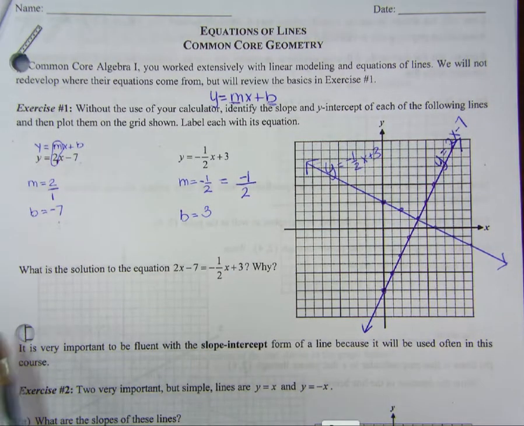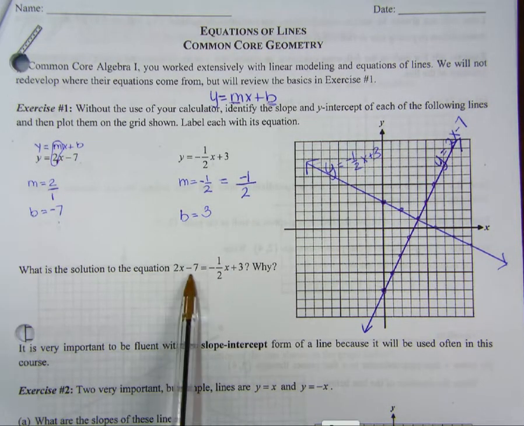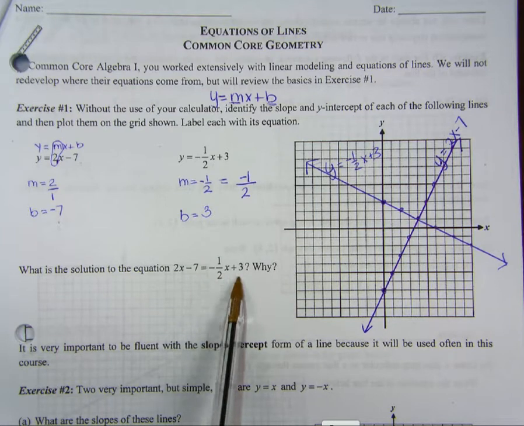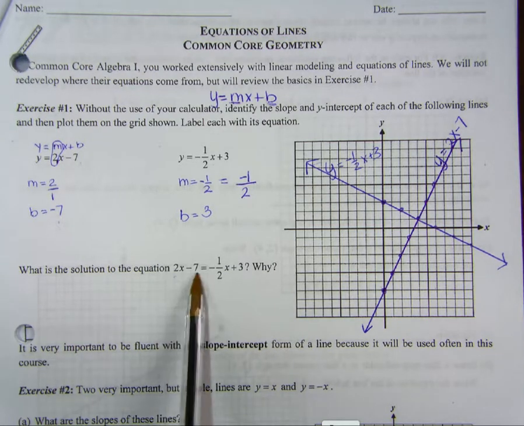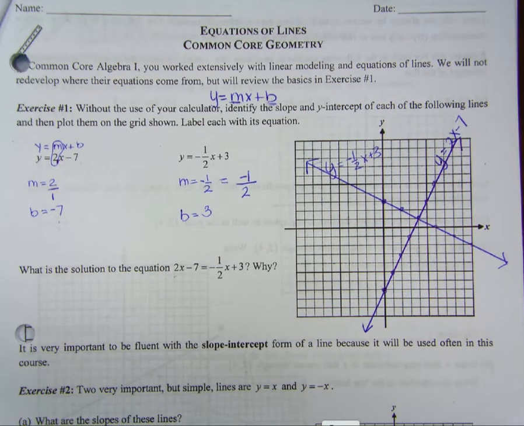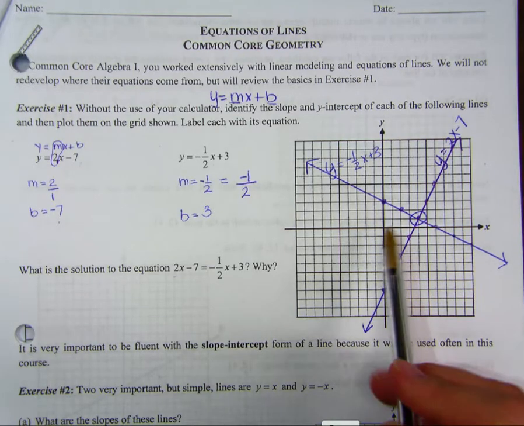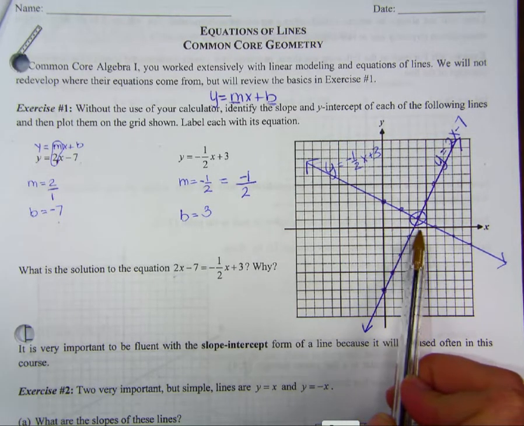The next thing says, what is the solution to the equation 2x minus 7 equals negative 1/2 x plus 3? And then it says why. Well, if the two expressions are equal, it means they have something in common. We want to figure out when that equation is equal to that equation. Visually, that means the two lines intersect at that point. The point that I have circled is the solution to that equation, and that would be the point 4, 1.